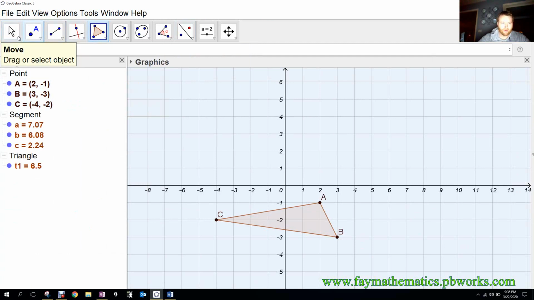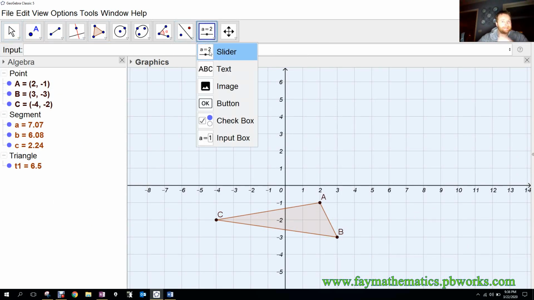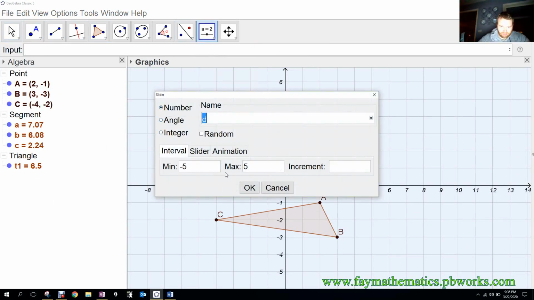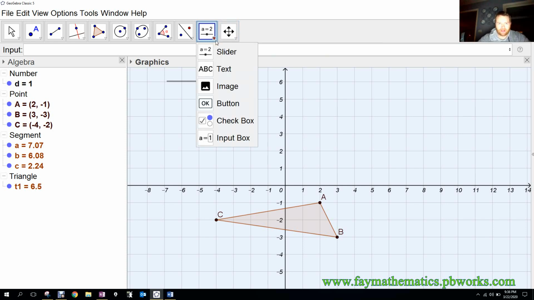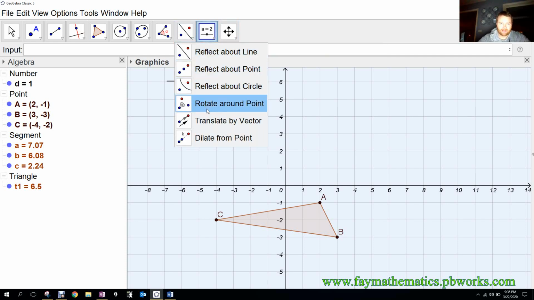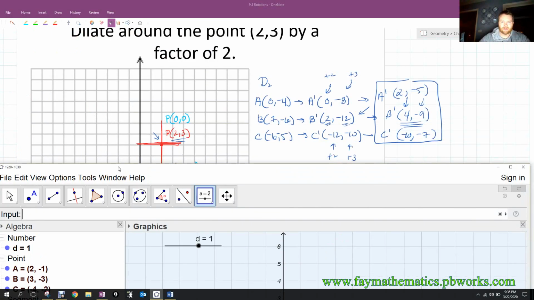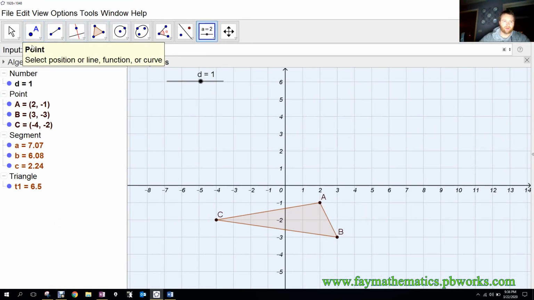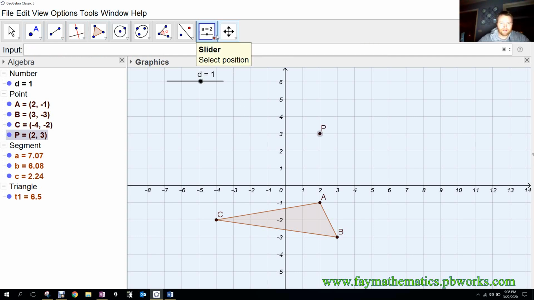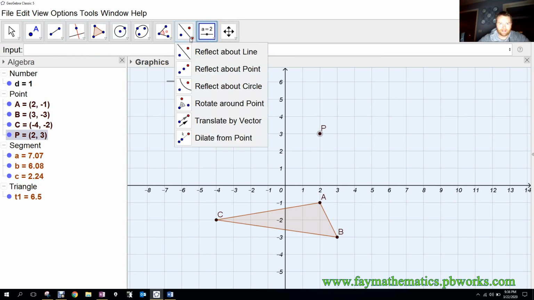So that's the image we started with. Now I'm going to create a slider here with my increments of 1. And what I'm going to do, I'm going to ask this thing to dilate. So I actually got to put the point, what do we use, 2, 3? Yeah. I'm going to put the point 2, 3 in here. So that's my point of dilation. And now we'll dilate this.